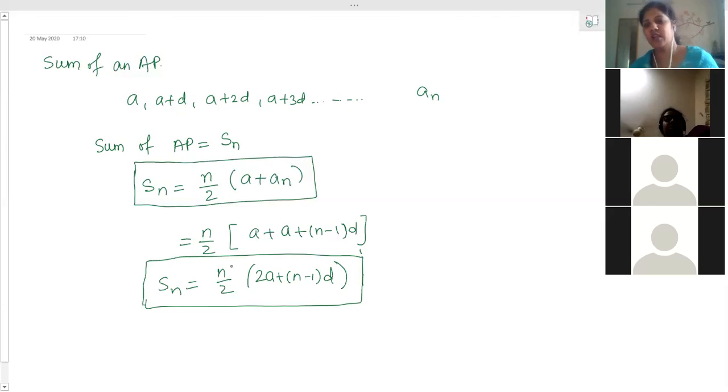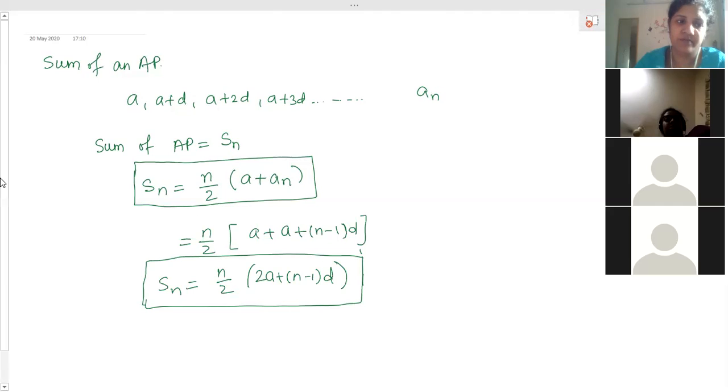And if you don't know the last term, only the initial terms are known, then you can use the second formula. If the first term a and the difference d are known, you can use the second formula. So any one of the formulas is used to find the sum of an AP. Sum of AP means the sum of the first term plus second term. Now suppose they are asking to find the sum of the first 5 terms of that AP.